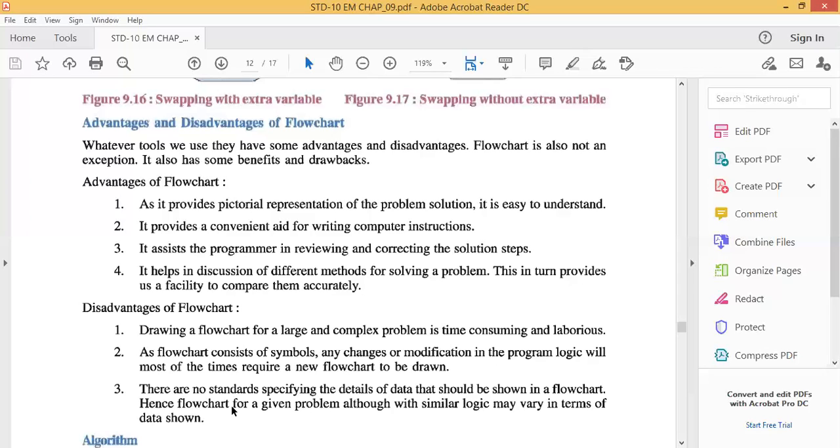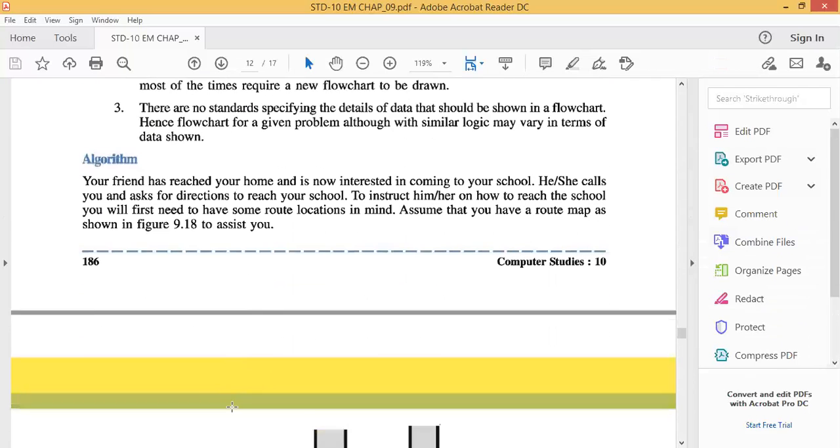There are no standards specifying the details of data that should be shown in a flowchart. Hence, flowcharts for a given problem, although with similar logic, may vary in terms of data shown. So there are 4 advantages and 3 disadvantages of the flowchart.